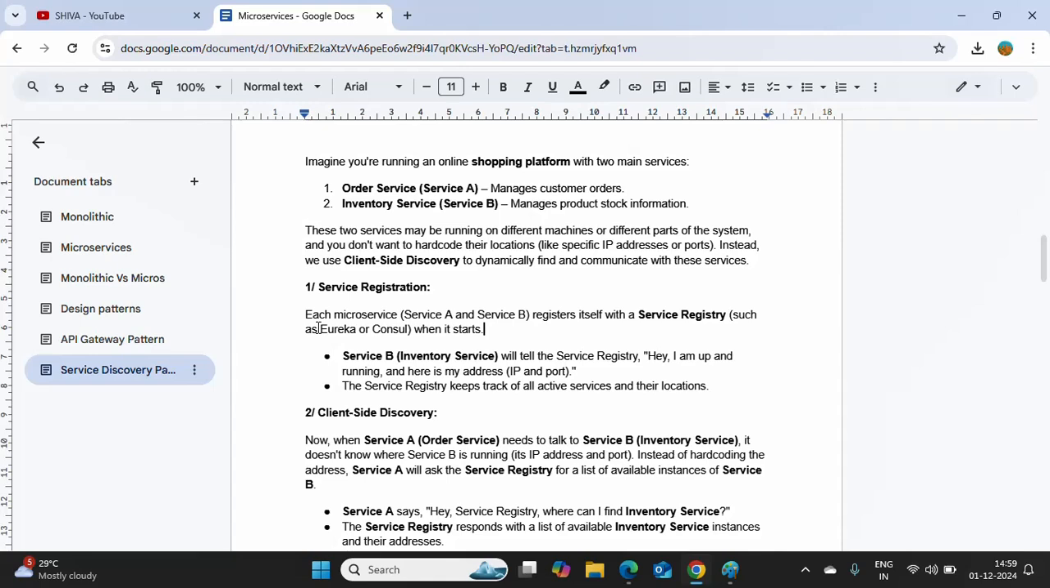Eureka is one of the open source tools provided by Spring Cloud. So we are going to use Eureka as our service registry. Either we can use Consul also. In our later sessions, while we are practically building the service registry, we will implement both. First we'll prefer Eureka, and after that we can use Consul also. Okay, so in this step, what is happening here?